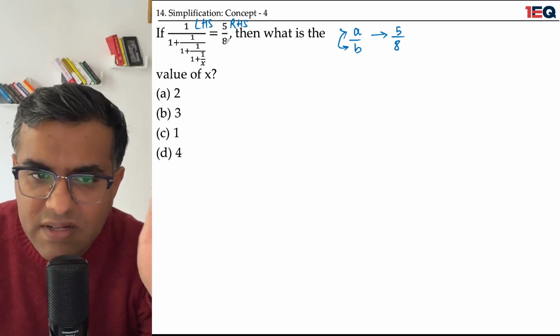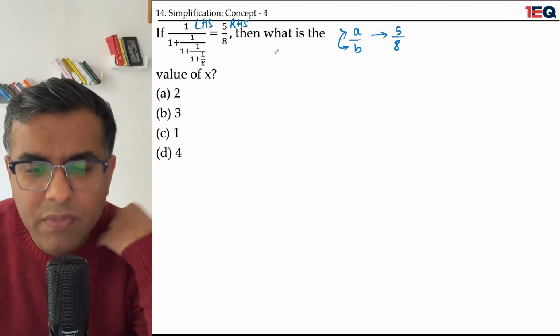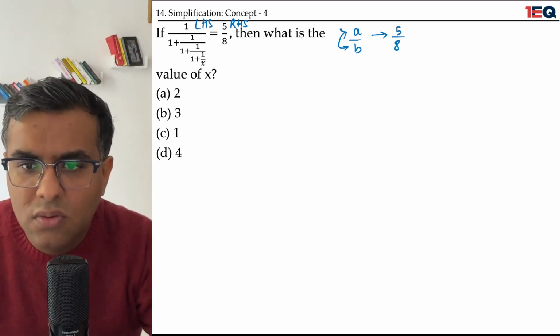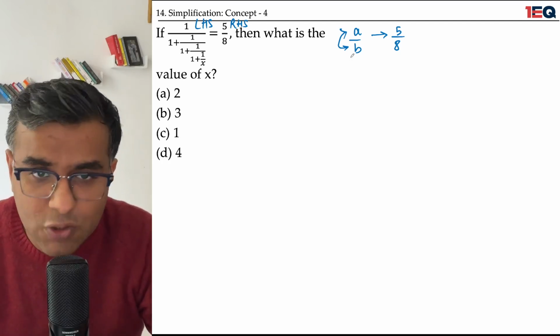I'll be first solving the left hand side using the very long method, which I would not recommend you to use in the exam. But you must know that this method is, what should I say, it's very supreme.